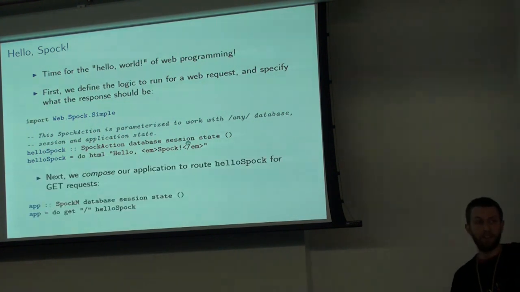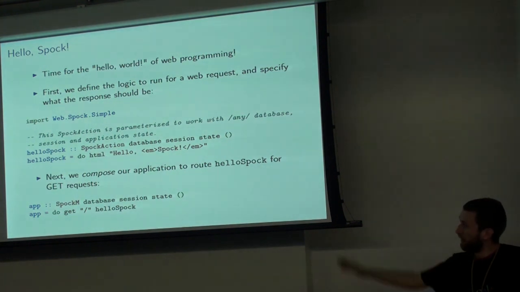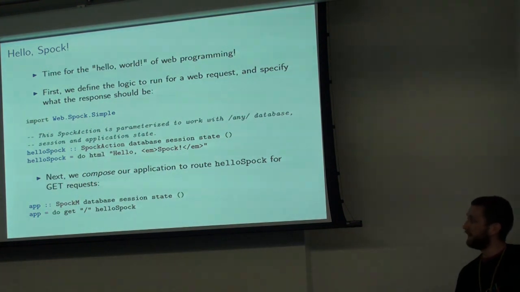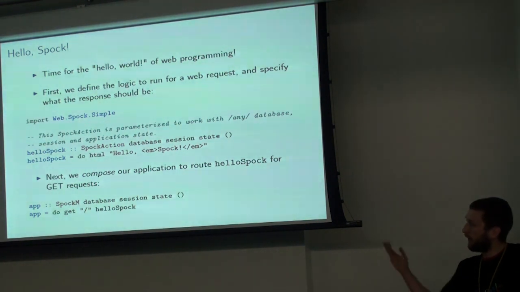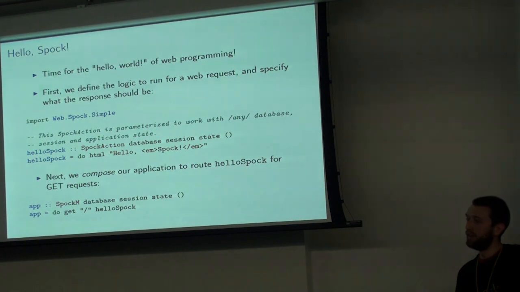So the next thing we need to do is be able to route this action so that people can actually visit a web page and see our Hello Spock example. So to do that, we work inside this SpockM monad. And this is the basic way that you introduce routes. First of all, we've got the HTTP verb there, which is just going to be a GET. And then the string is the HTTP path that people will browse to. And then finally, we specify the action that will be executed whenever people do end up on that path.